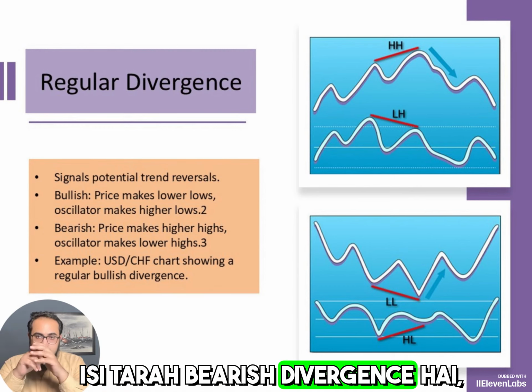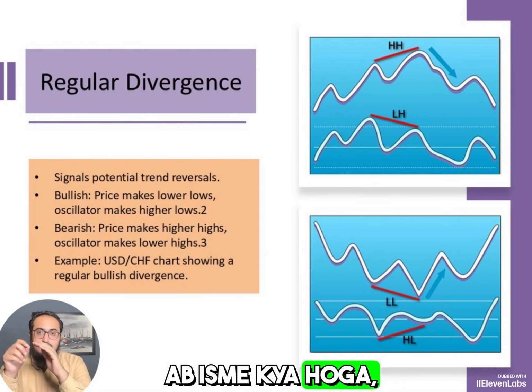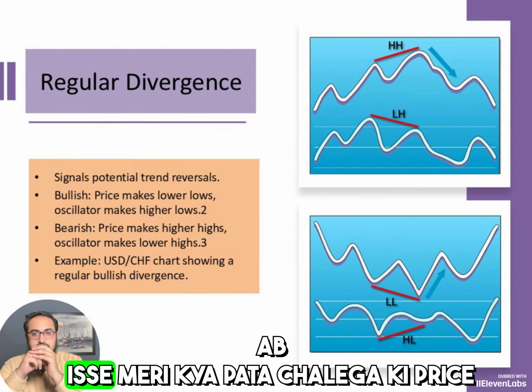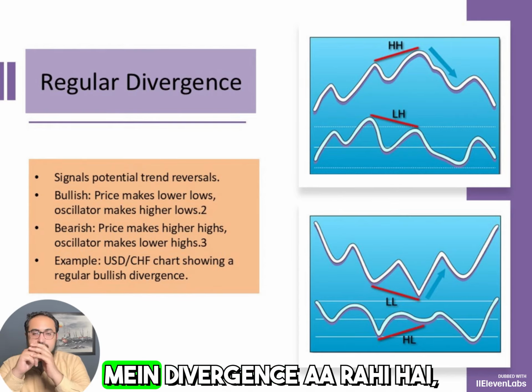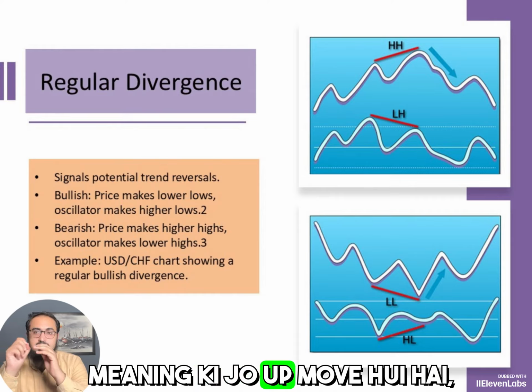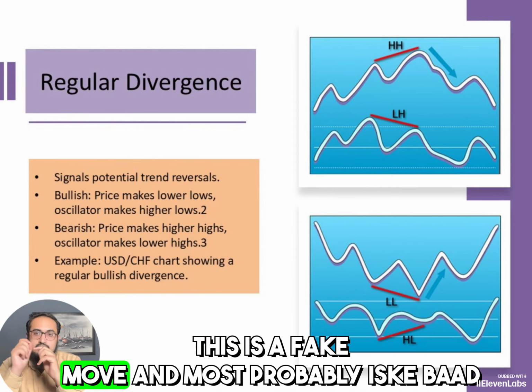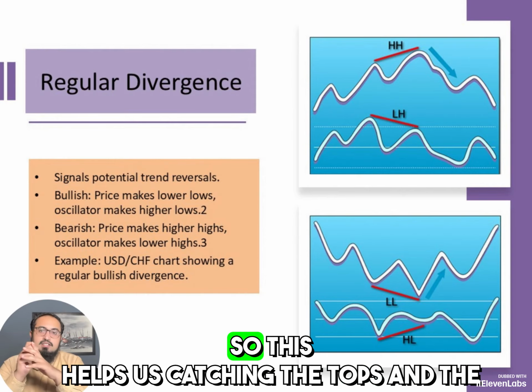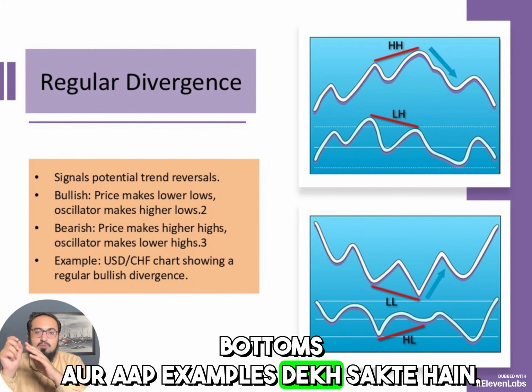Similarly, there is bearish divergence. Now what will happen in that? In that, the price will make a higher high. The indicator will make a lower high. Now what I will find out from that is that a divergence is coming in the price, meaning this move that happened is a fake move, and most probably after this, we will continue the downtrend. The downtrend will start. So this helps us in catching the top and bottom. And you can see the example.